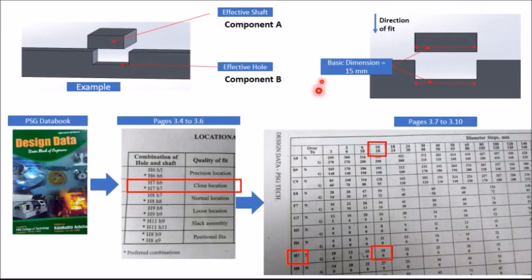Therefore, its tolerance for capital H configuration according to this table is plus 18 microns. Similarly, for component A, which functions as an effective shaft, the tolerance would be minus 15 microns. So this way you can find tolerances for any pair of components. Now you can incorporate these tolerances in individual manufacturing drawings of A and B.